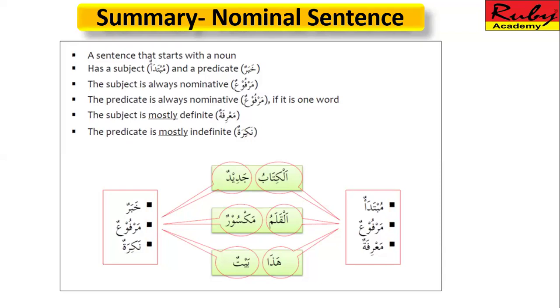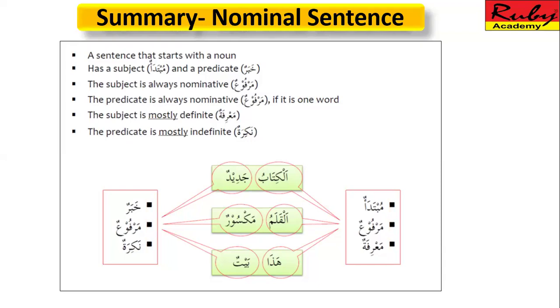As you know, always remember marfu, mansub, majrur. The sign of marfu is either two dhammas or one dhamma. Mansub, two fathas or one fatha. Majrur, two kasras or one kasra. Always keep this in your mind about i'rab, which we have learned, the ending. The predicate is also nominative, marfu, if it is one word. As I have told you, it is not necessary that every time the khabar is only a single noun or pronoun; it comes either in the form of phrases or sentences as well. But this is very important: mostly, not 101%, the subject is definite, ma'rifa, and the predicate is mostly indefinite, nakira.